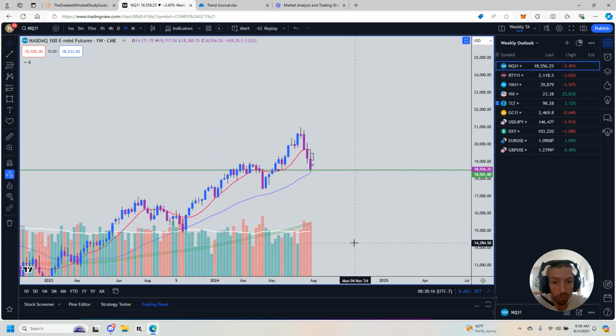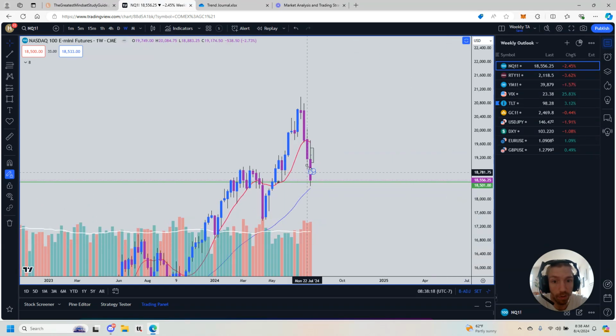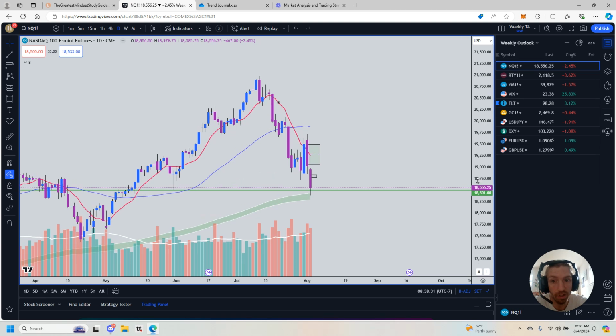One thing I am noticing is we do not have a fair value gap in any of these candles. The last fair value gap on the weekly is way up here. So we're either going to have to create one soon or we're going to see some sort of reversal and a bounce. Next, let's go to a daily chart.